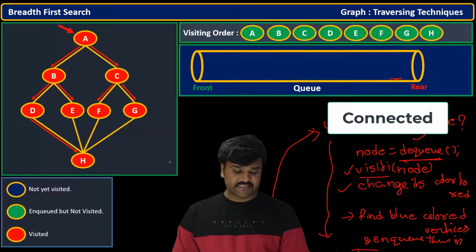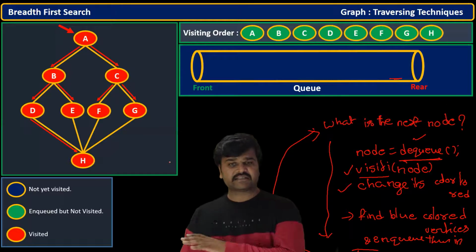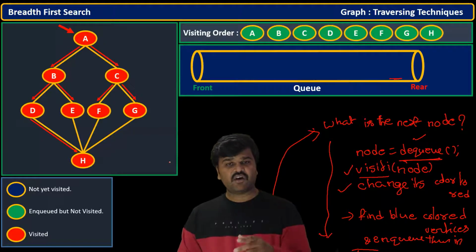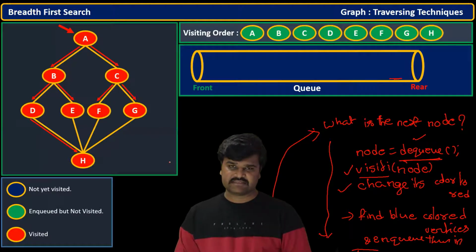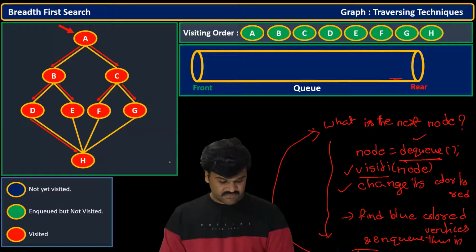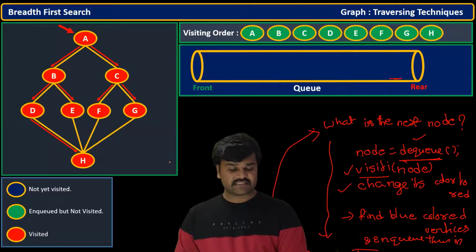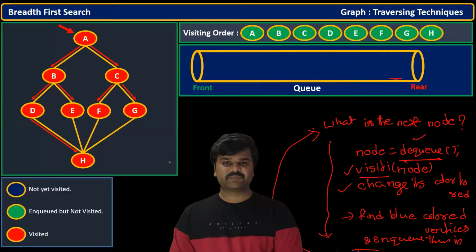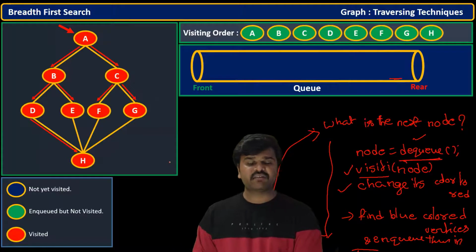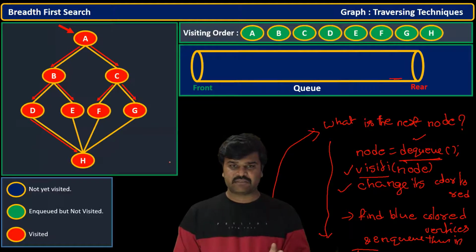But assume that the graph given here is actually a connected graph. So we can say by the time Q is empty, all vertices in the graph are visited. So that is what, now Q is empty, so all vertices are visited. That is why you can observe all vertices' colors are red. So this is the BFS algorithm. So it is very simple.